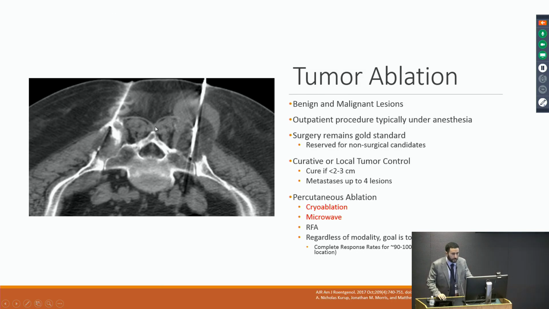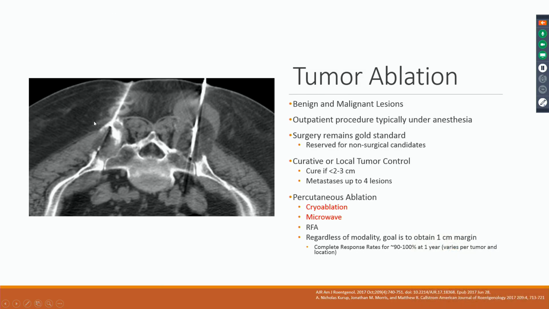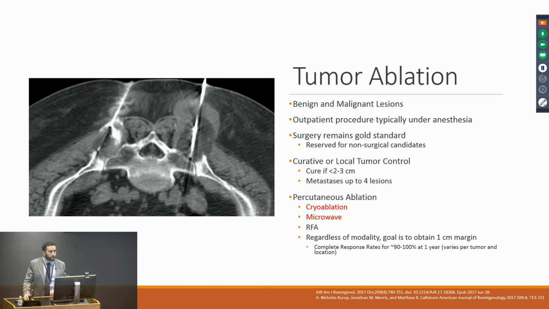We can also do it for palliation. We can do it for benign or malignant lesions. This is usually an outpatient procedure. These patients go home the same day. I usually use general anesthesia, not because they have to, but because I think it's a little easier to do it. Surgery is still the gold standard. I'm not trying to say we should not perform surgery on these patients, but this is an alternative for the patients who cannot get surgery. And we get curative control.